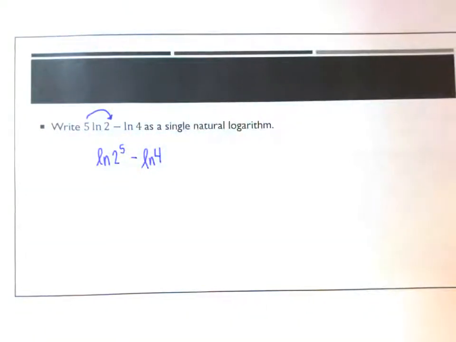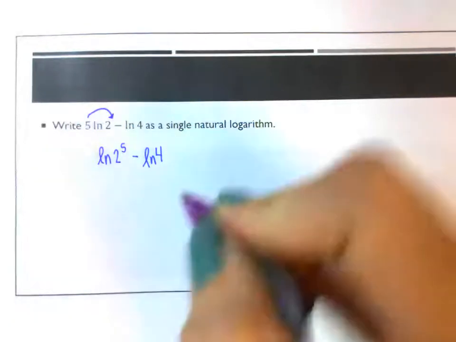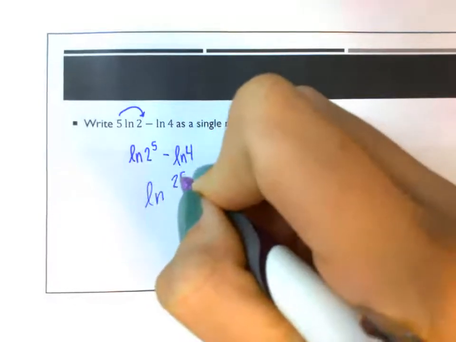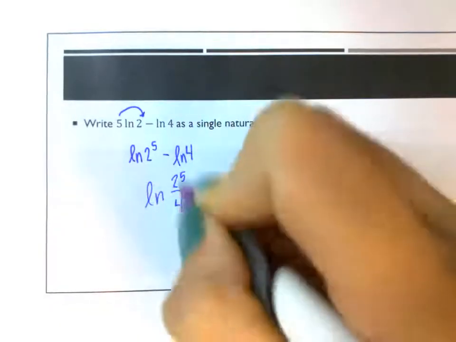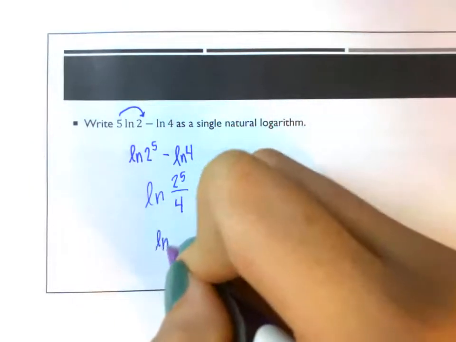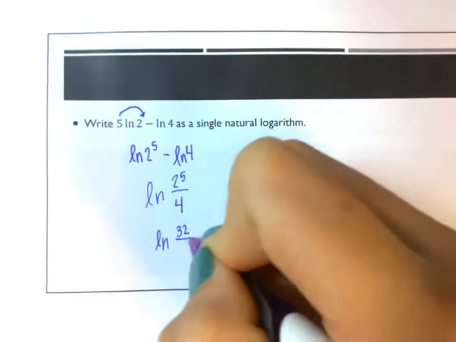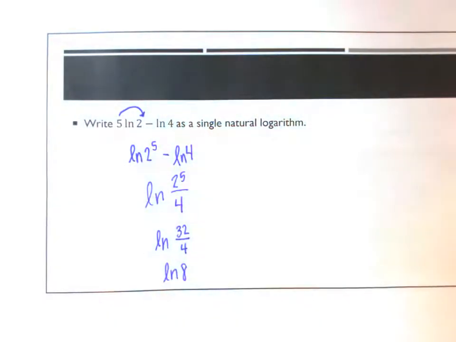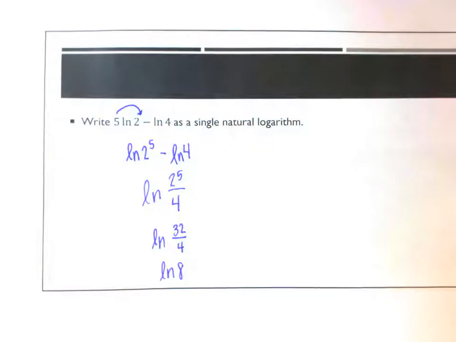And I can write that now as a single logarithm because when I have a minus in the middle, what operation am I doing between 2 to the 5th and 4? I'm dividing. So I'm going to rewrite this as ln of 2 to the 5th over 4. And since those are all numbers and no variables, I can do some simplification. Ln of 32 over 4, which gives me ln of 8. And that is written as a single natural logarithm.